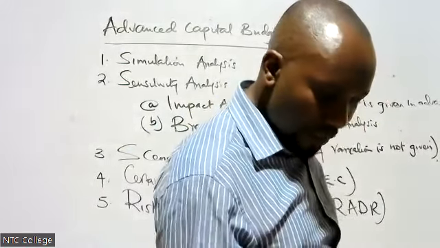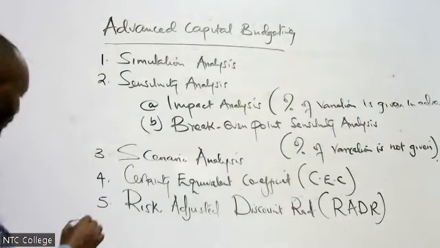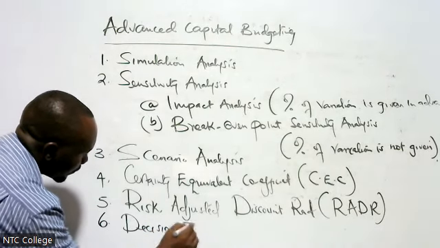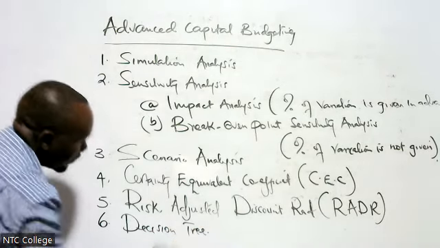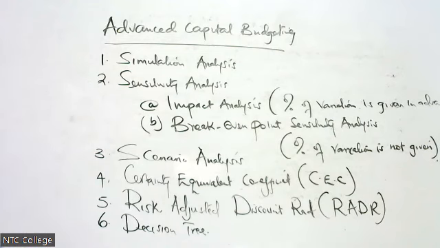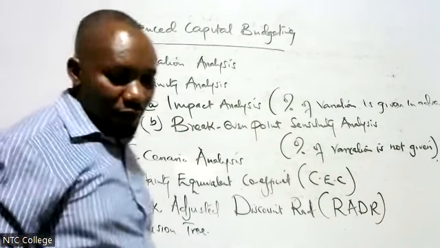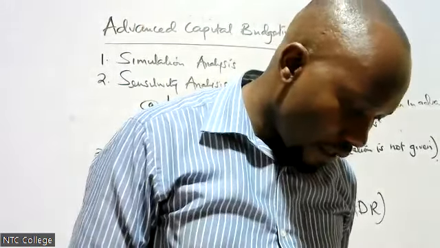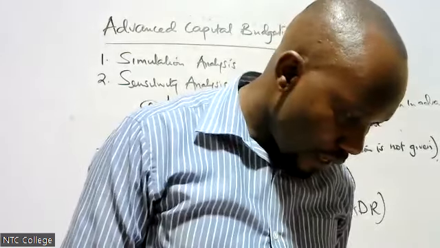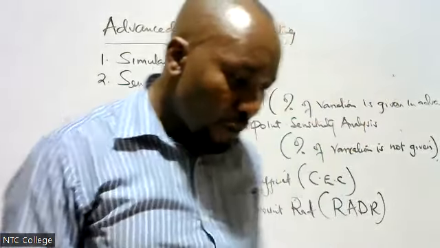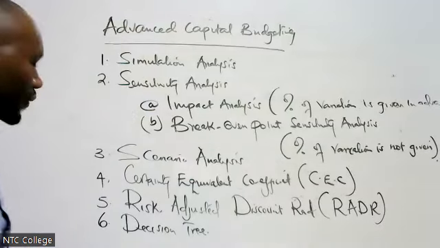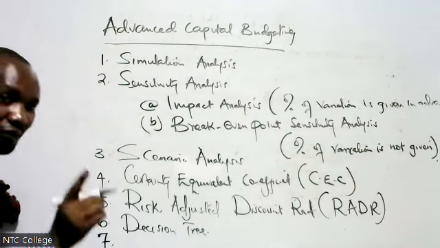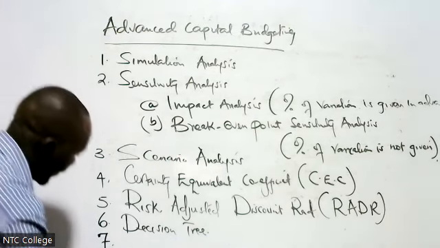We have decision tree, number 6. We have decision tree in NPV. We should look at ways you can make decision whether to invest or not. That is a decision that you have to make. The next one, we have inflation and capital budgeting. Inflation in capital budgeting, that is number 7. So that is lesson 7 or lesson 8.